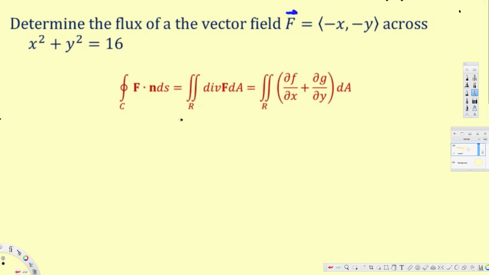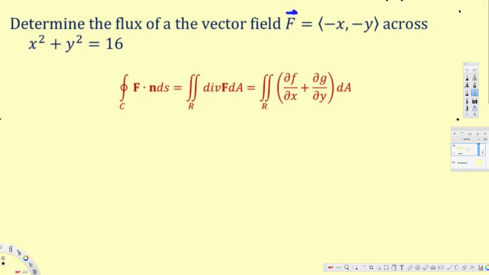In this video, we are going to see an example of flux form of Green's theorem. Here this question is asking, determine the flux of the vector field F equals negative x, negative y across x squared plus y squared equals 16. From this one you can see this is a circle and the direction we are going to assume is counterclockwise.